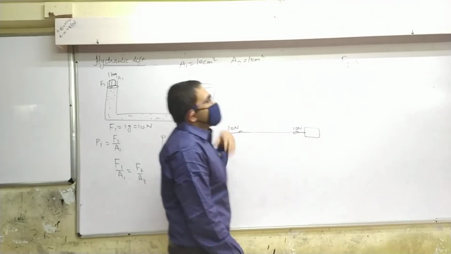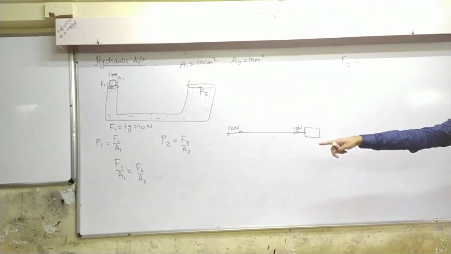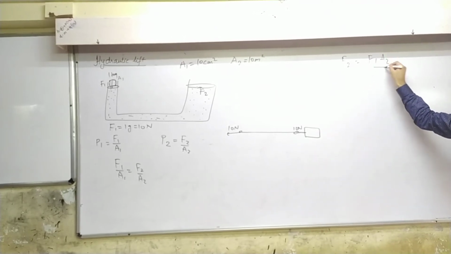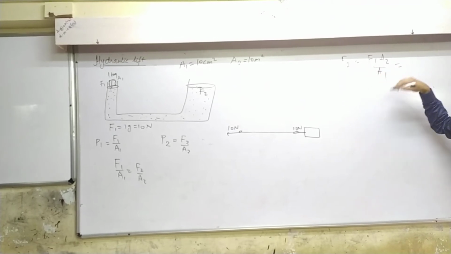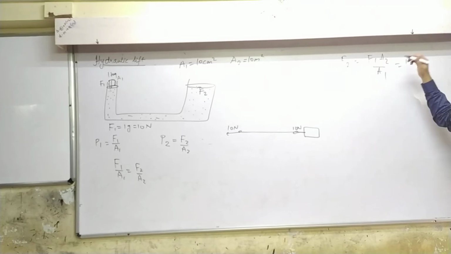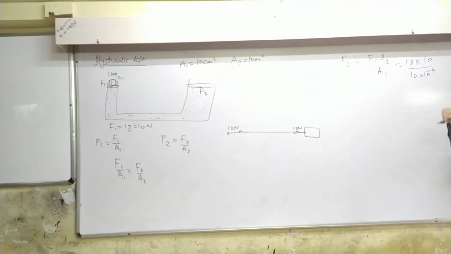Okay, here. So what will be F2? F2 is equal to F1 A2 upon A1, right? Put values. What is F1? 10. A2 is 10 meter square, so 10 in SI units. A1 is 10 centimeter square. Centimeter square is 10 raised to minus 4 meter square. Correct?